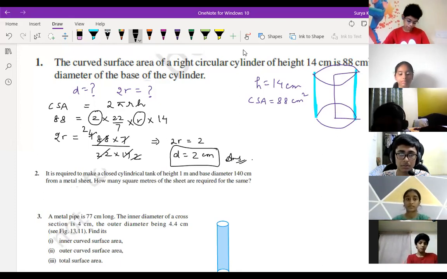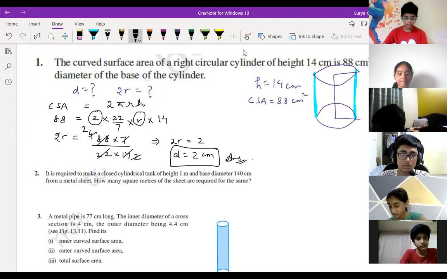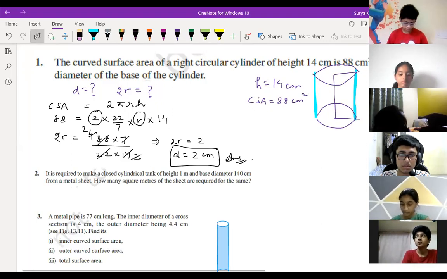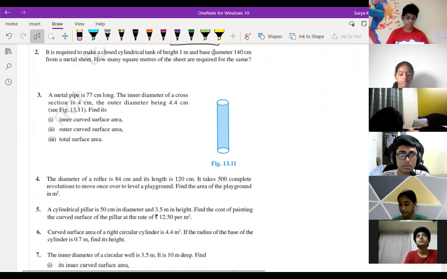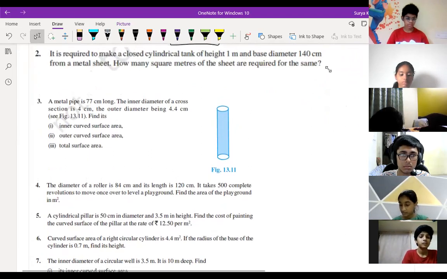Sir, we can do another method also, right? 2 into 22 by 7 into r into 14. I have cut the 7 and 14. I wrote 2 into 22 into 2. Then 88 is equal to, I got it. That's the same only. Okay, fine. Next one is, it is required to make. If you're having doubt anywhere, children, you just ask me.